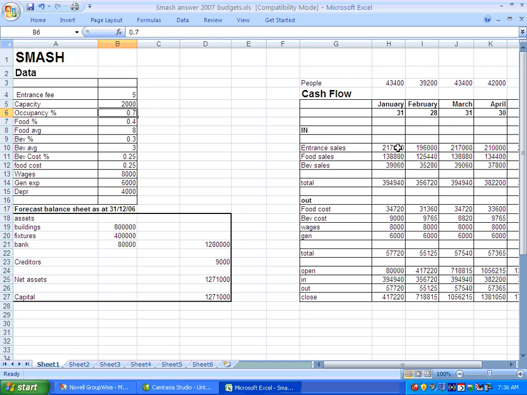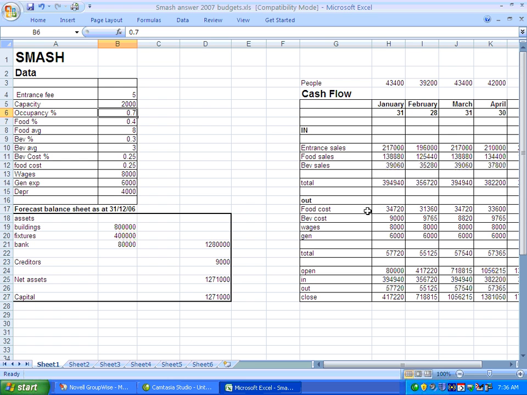So for instance, on the entrance sales, that's ticket sales, we've got 43,400 people coming in, paying £5 each, so just multiply those two together and you've got the entrance sales figures. The food sales are slightly different. We've got a food percentage. We've got 40% of the people coming in, so 40% of 43,400 is the number of people who will buy food, and they will pay £8 each. So that will give you your calculation of food sales. Beverage sales, similar principle with your figures here. 30% of the people coming in paying £3 each.